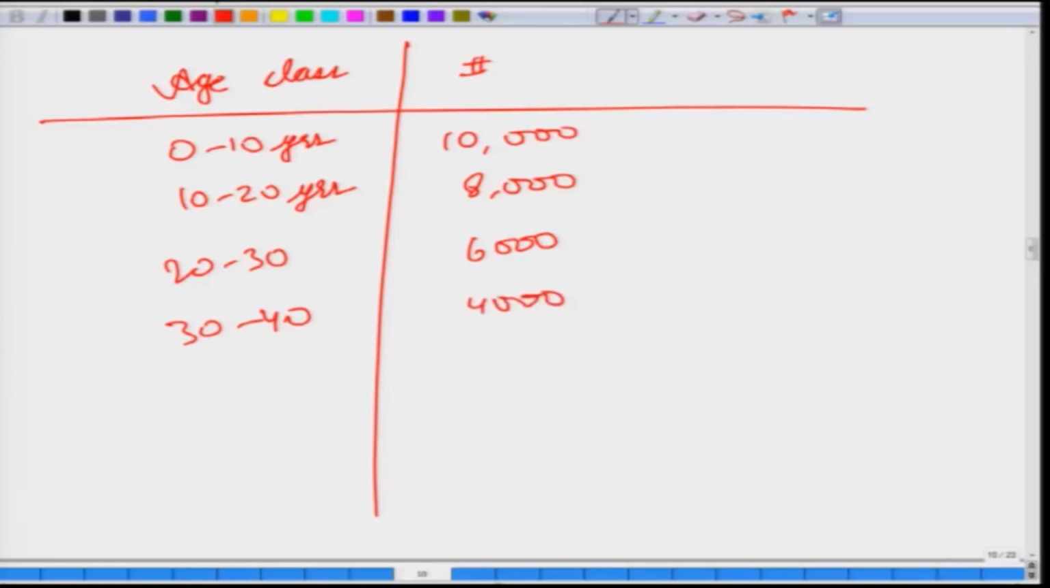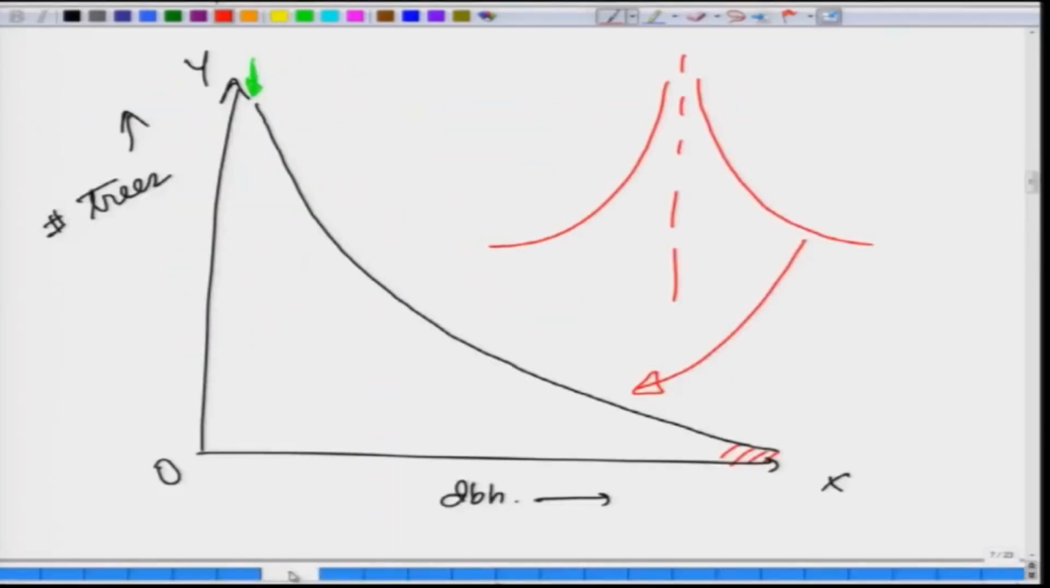So, this is what is expected in a natural system, that as you move from one age class to another age class, the number of individuals will go down, and this is exactly what we are seeing in the case of a selection curve. The number of trees in a smaller age class with a smaller dBH is greater, but the number of trees at a larger dBH or a larger age class is reducing. So, we are trying to mimic a natural system in a selection forest.